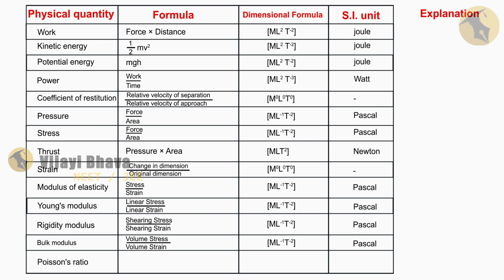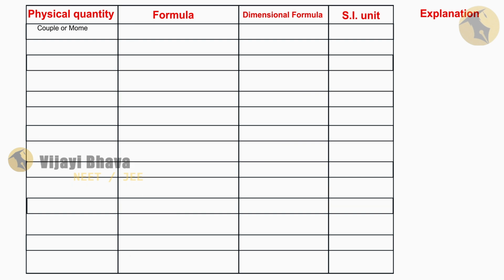Poisson's ratio is the ratio of lateral strain to linear strain. Since it is the ratio of two similar physical quantities, it does not have any dimensional formula. So it will be M0 L0 T0. The next one, couple or moment of force. The formula for couple or moment of force is force into distance. Force has a dimensional formula M1 L1 T minus 2 and distance L1. So this becomes M1 L2 T minus 2.